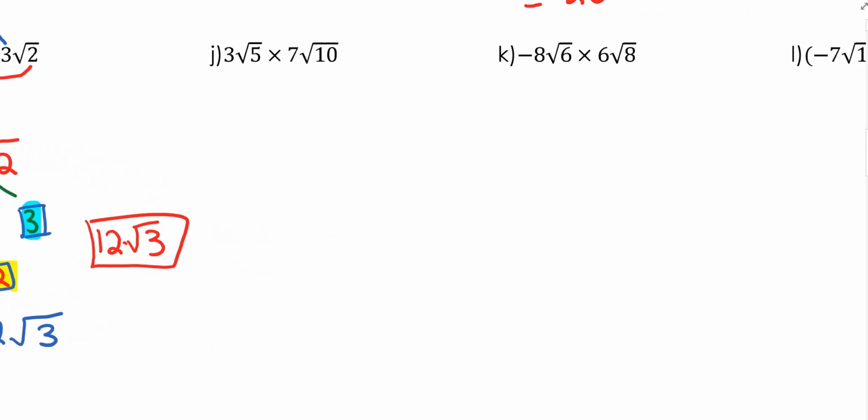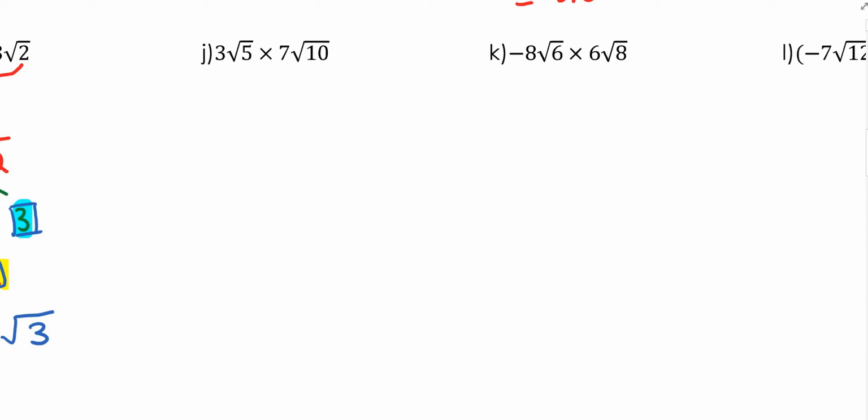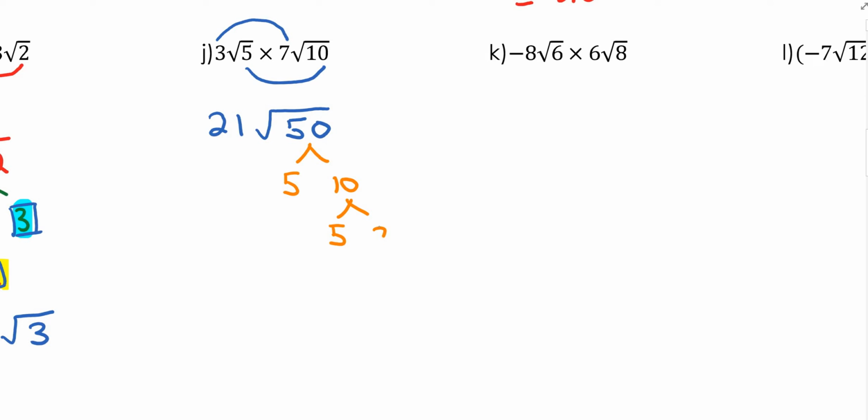Okay, let's move on to letter J. Let me erase that. Okay, so outside with outside, 3 times 7 is 21, and inside with inside, 5 times 10 is going to be 50, so 21 times root 50. And then I can break down the 50 into 5 and 10. And then the 10 I can also break down into prime factors, 5 and 2.